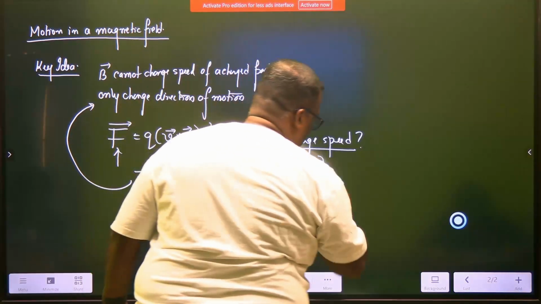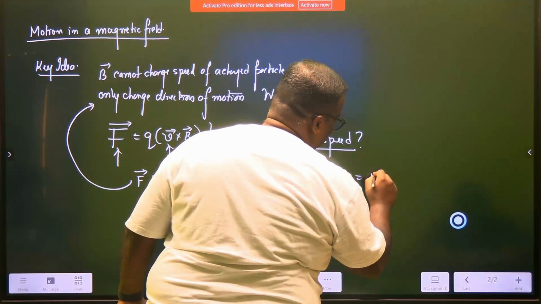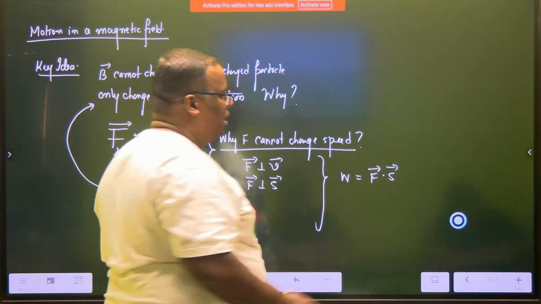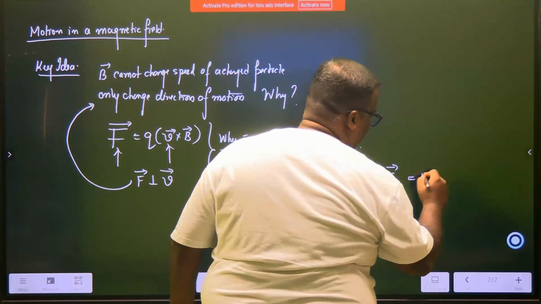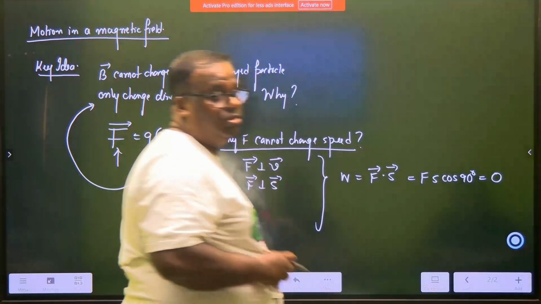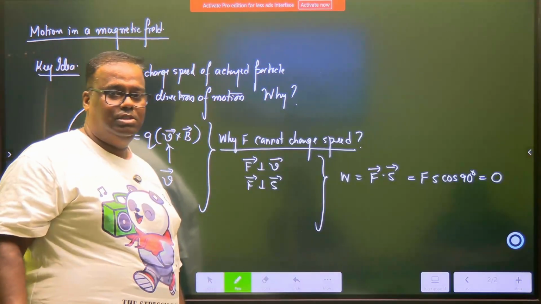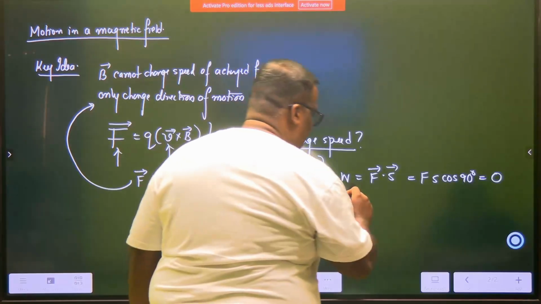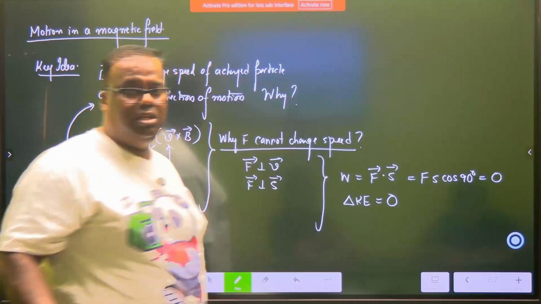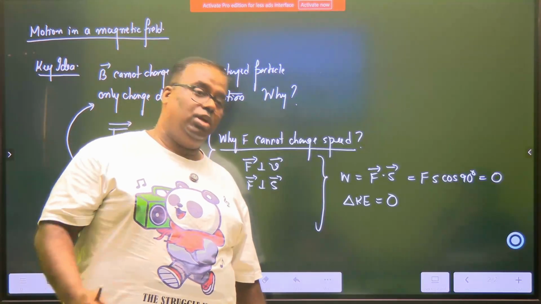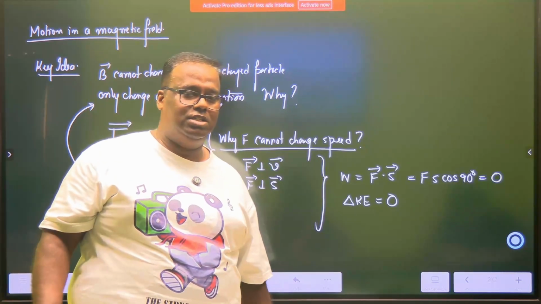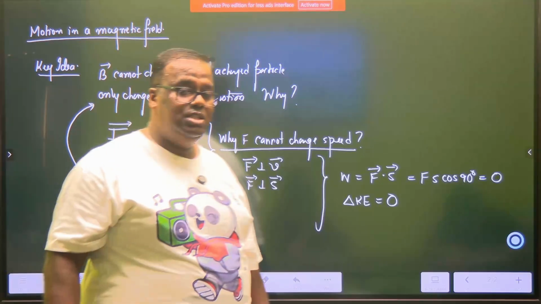So let's see what is the work done in this process. Work done is given by F dot displacement, right? Now this is F S cos theta, which will be cos 90, and cos 90 is 0. Work done is 0. If work done is 0, then change in kinetic energy is also equal to 0. Whenever work is done, if I do work upon you, then your kinetic energy will increase. If you do work, your kinetic energy should decrease. Now, since there is no work done, the change in kinetic energy is 0.